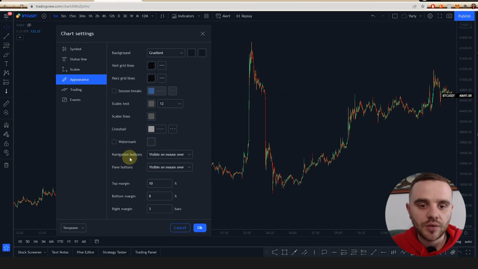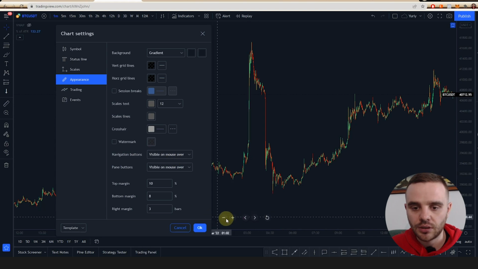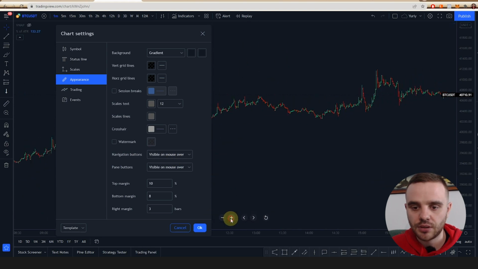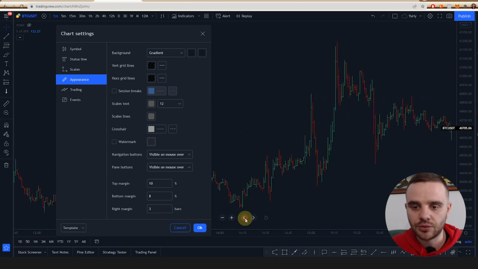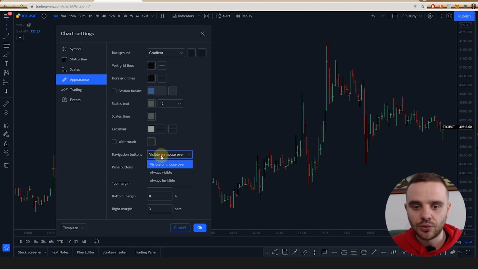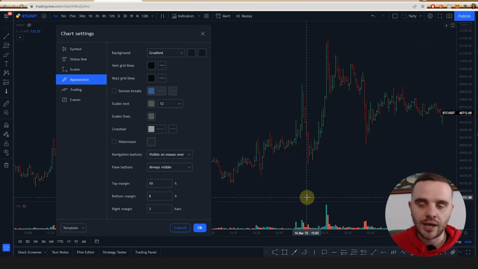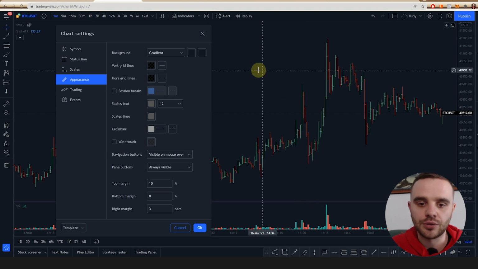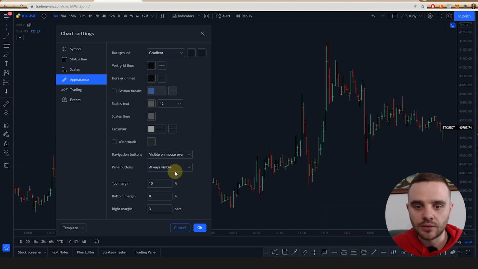About this one, navigation buttons, have a look. Visible on mouse over. I hope you notice this one, that you can, for example, restore your chart, and move it up and down. You can do always visible, always invisible, and visible on mouse over. The same for pane buttons, have a look. Always visible, this one. You can see that indicators that you add, I will show you in the future how to do it, will always be visible. And also, I always use visible on mouse over.